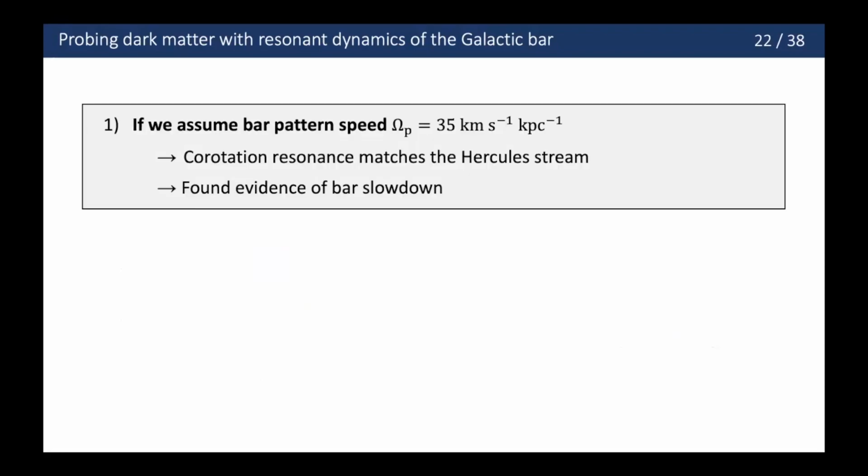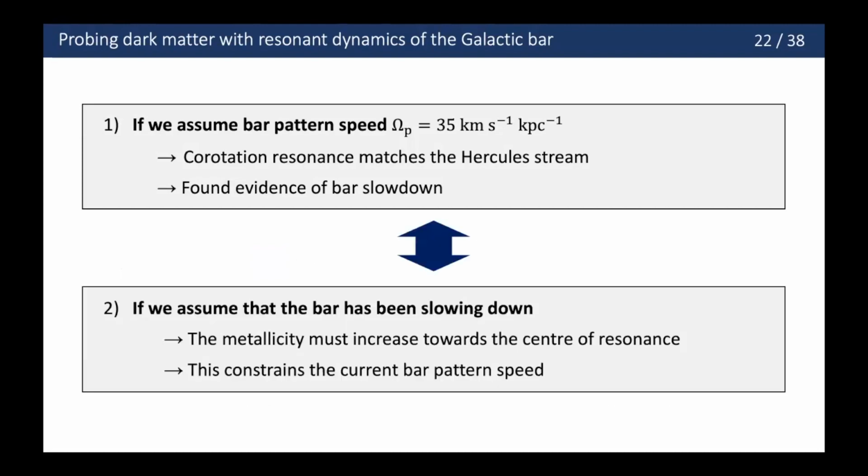Okay, now for the analysis so far, I was assuming that the bar's pattern speed was 35, such that the corotation resonance matches the Hercules stream. And then I concluded that the bar has been slowing down, but not everyone agrees on this exact pattern speed. Everyone agrees that the pattern speed is probably around 30 to 40, but the actual exact value is still debated. So I did the analysis by reversing the logic. Now I'm not going to assume anything about the bar's pattern speed, but instead I'm just going to assume that dark matter exists, and therefore the bar has been slowed down.